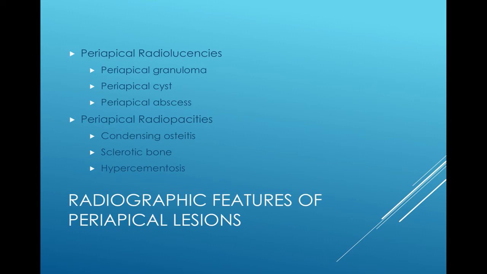So next we're looking at radiographic features of some periapical lesions. Some periapical radiolucencies we can have are periapical granulomas, periapical cysts, or periapical abscesses. So these are some of the radiolucent findings that you can have. If we were to be talking about periapical granuloma, you're talking about a localized mass of chronic inflamed granulation tissue at the apex of a non-vital tooth.